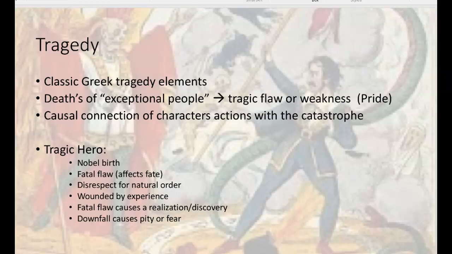And tragedies really show the causal connection of a character's actions, what they do, that causes the catastrophe or the end. And they also feature a tragic hero, someone who is of noble birth, has a fatal flaw that affects their fate. Usually the tragic hero has a disrespect for the natural order of things. He is wounded by experience, and this fatal flaw causes a realization and discovery. However, it is much too late. And the downfall of the tragic hero causes pity or fear in an audience. So one of the questions that you might want to consider is: is Dr. Faustus a tragic hero? And I think there's more than one way to interpret him, as either this figure of tragedy or someone who is not to be pitied.